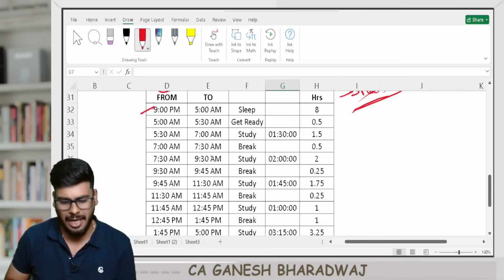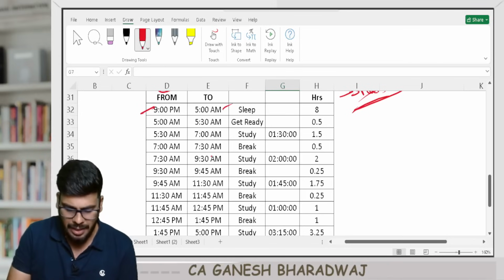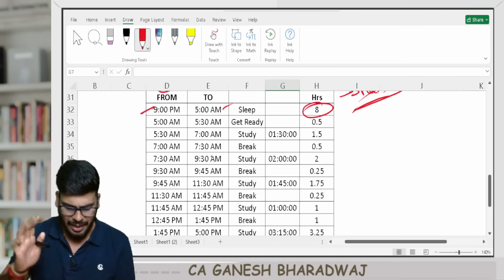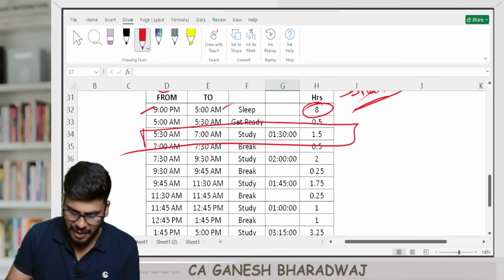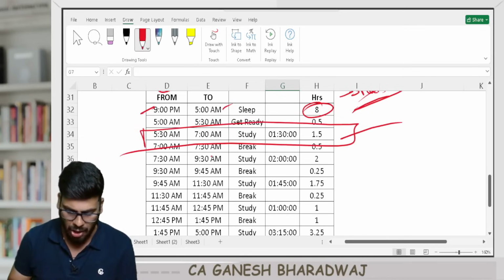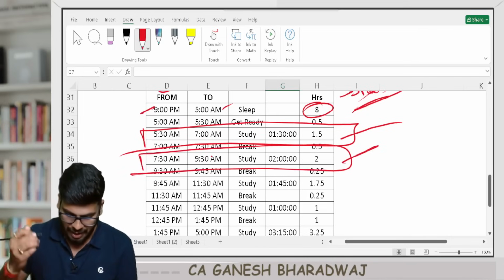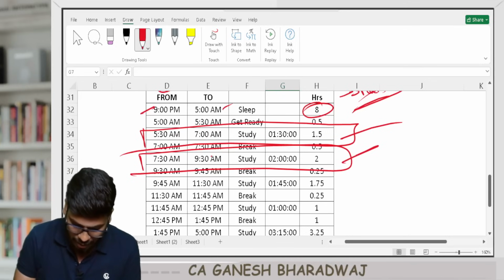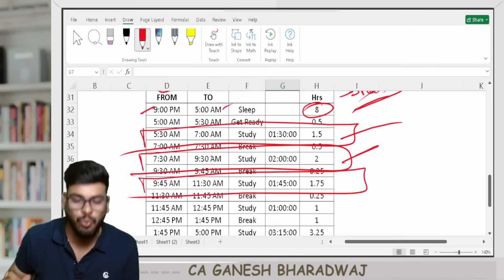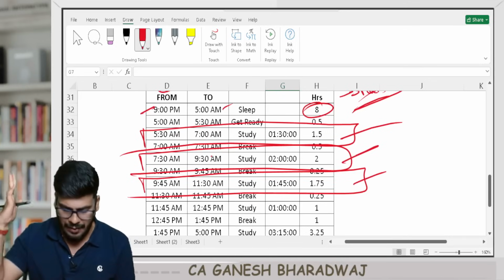Now, go to bed at 9 p.m. Wake up at 5, right? So that's going to be 8 hours of sleep, right? Now, 5:30 to 7, there is one slot here, a 1.5 hour slot. Take a break. 7:30 to 9:30, a 2 hour slot, right? Then take a small break here. Then 9:45 to 11:30, a 1 hour 45 minute slot.